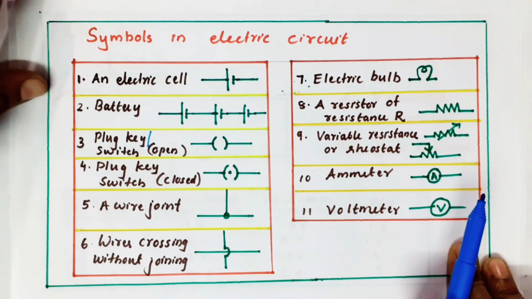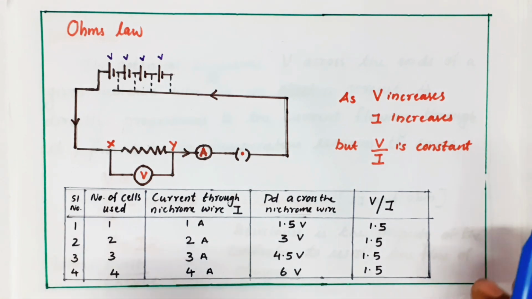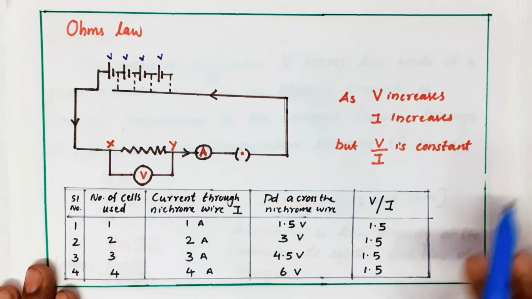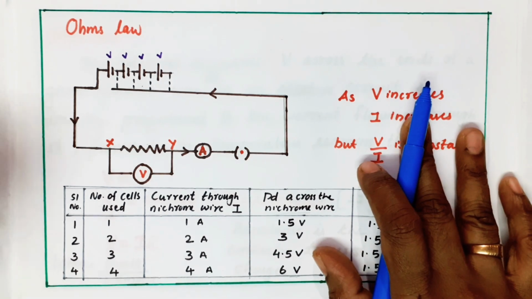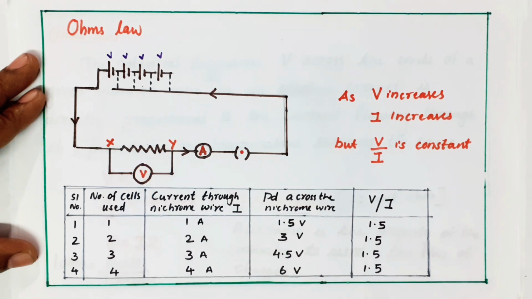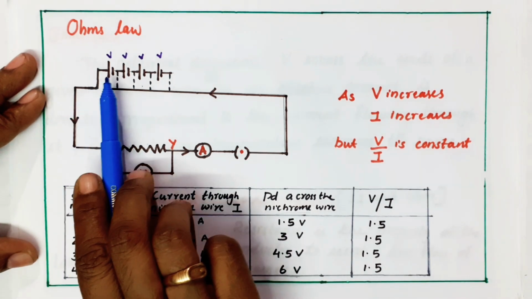Now we'll go for Ohm's law. Before going for Ohm's law, I'm just giving an experiment. For the experiment, I have taken a nichrome wire here. It has some resistance, some obstruction power, and this wire I connected to a cell.